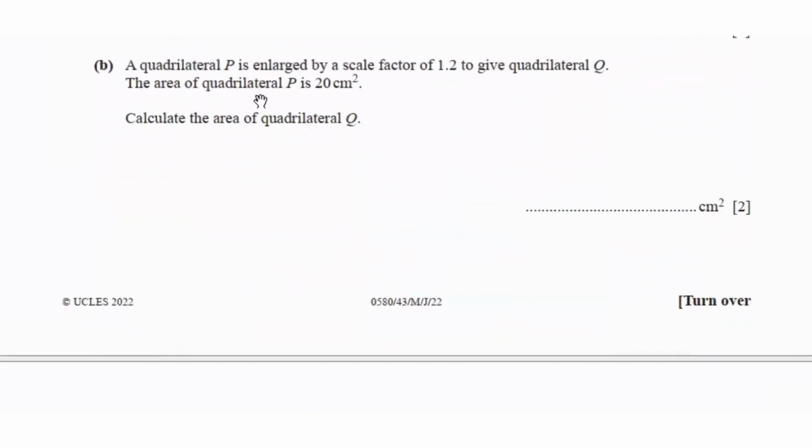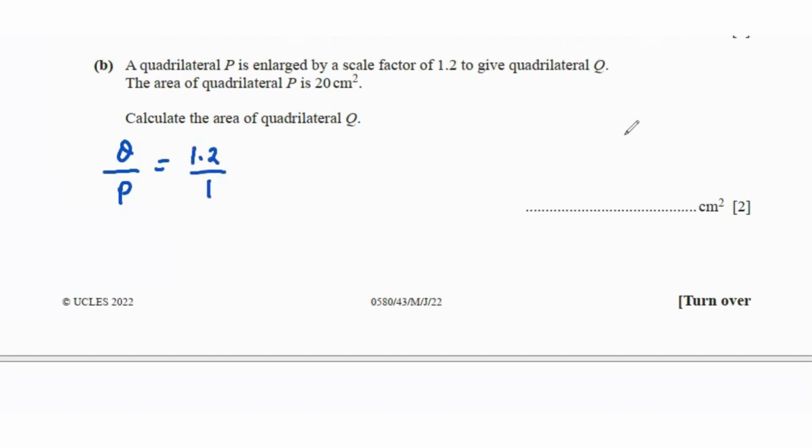A quadrilateral P is enlarged by scale factor of 1.2 to give quadrilateral Q. The area of quadrilateral P is 20 centimeters square. Calculate the area of quadrilateral Q. So basically, as we discussed earlier, to find the scale factor, we put equal the ratio of new length by the old length. So P is the original shape and it's been enlarged to Q. So Q over P equals 1.2 over 1.